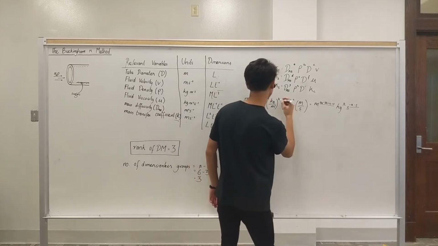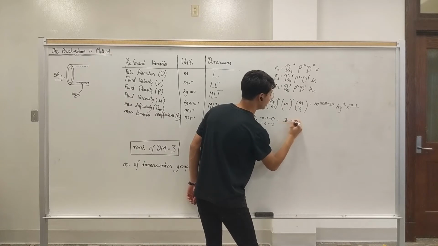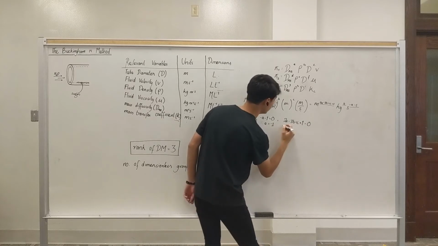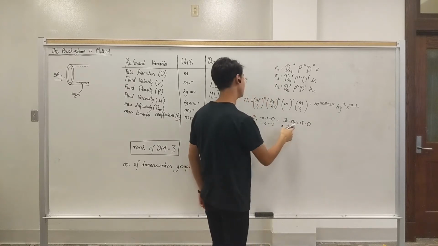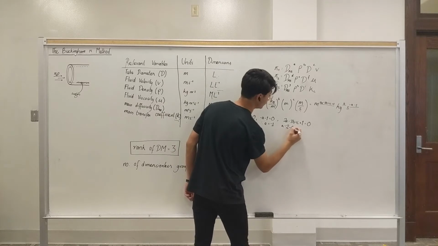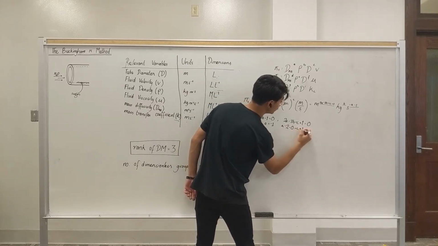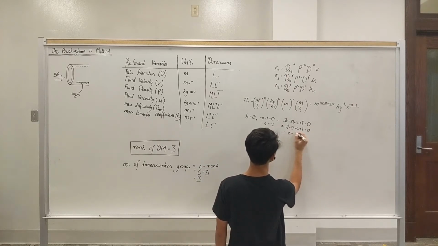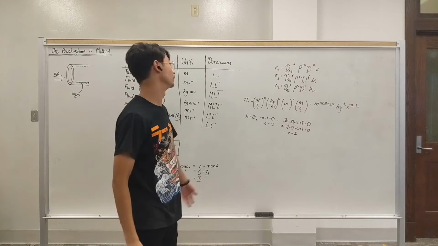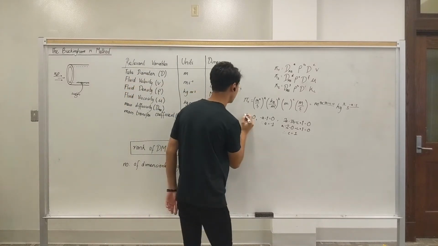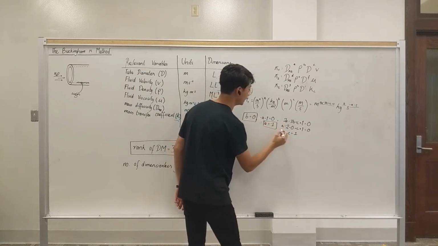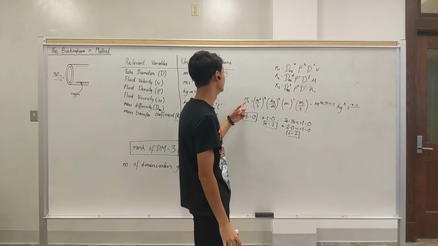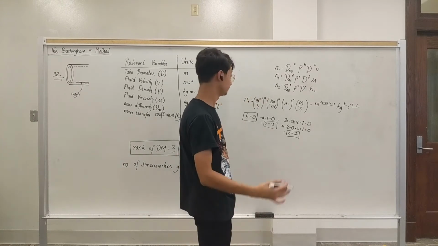And then finally, 2a minus 3b plus c plus 1 should also equal 0. We know that a is equal to negative 1, so that's going to be negative 2. We know b is equal to 0, so that's 0, plus c plus 1 is equal to 0, and therefore we know that c is equal to 1. So we found out what our b, a, and c are. So in the same way, we're going to solve all of this for pi 2 and pi 3 as well. So let's do that.